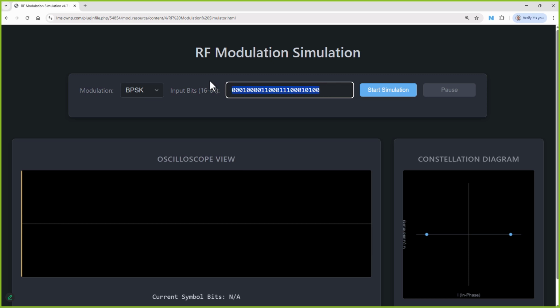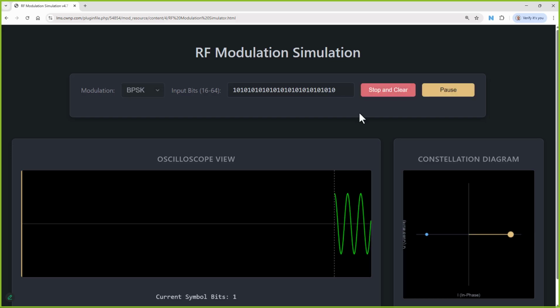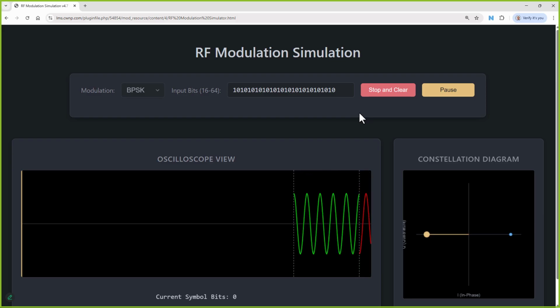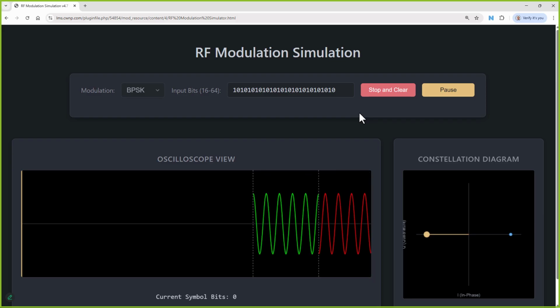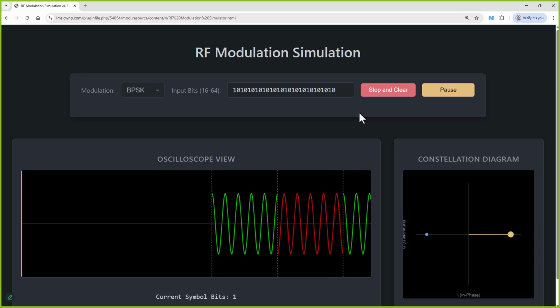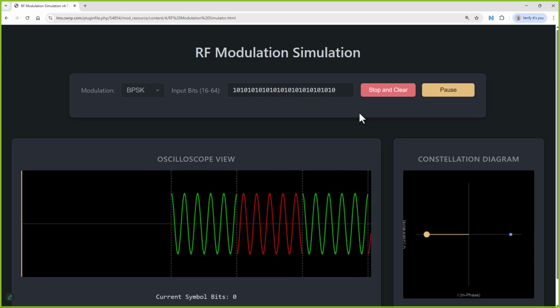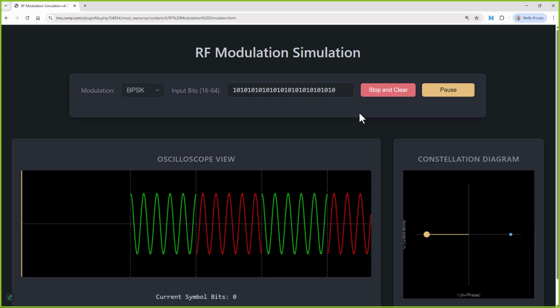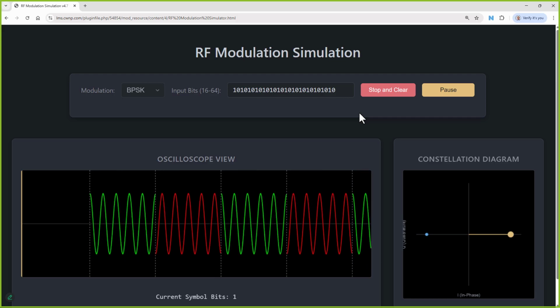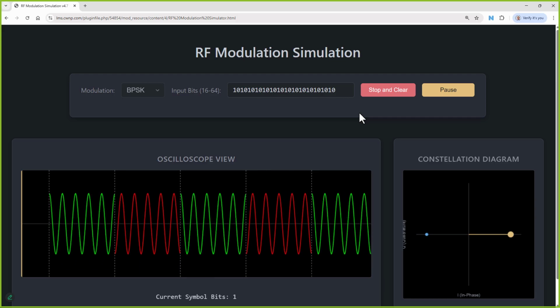So for example, if I come up here and I make this 101010101010101010101010, I have to do at least 16 for this simulation. But the point is, if I just keep switching back and forth, you're going to see that for every symbol period, it's going to change to a different waveform. And that's because I'm going from 1 bit to a 0 bit to a 1 bit to a 0 bit. And so it continually adjusts the waveform for every symbol period.